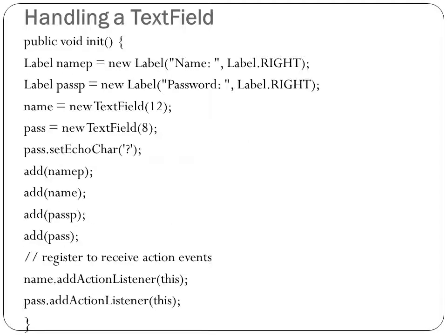First a label is displayed with the name, and the text field is displayed near that label. We are creating 2 labels and 2 text fields, and here the echo character is set as a question mark. So whenever you type anything in the password text field, the echo character displayed will be a question mark. Then we have to add all these components to the applet: add the labels and your text fields to the applet.